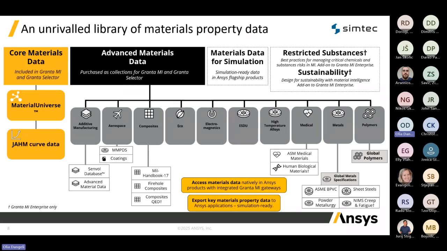JAHM curve data, on the other hand, provides over 35,000 temperature-dependent datasets. It includes properties like stress, strain, creep, fatigue, which sometimes are hard to test. And beyond those core libraries, we also offer a range of industry-specific advanced data collection. These include property data for composites, additive manufacturing, eco-design, metals, and as you can see in the slide, many more. And finally, there are also datasets specifically built to support compliance and sustainability.